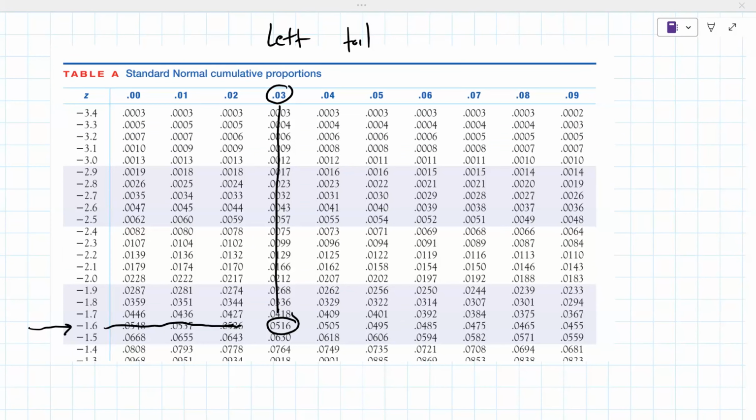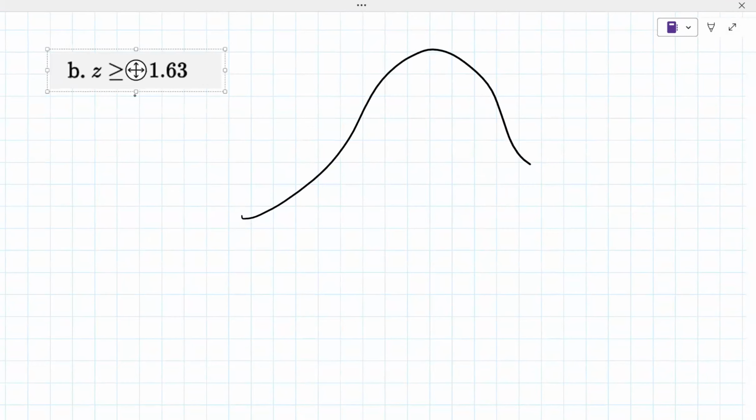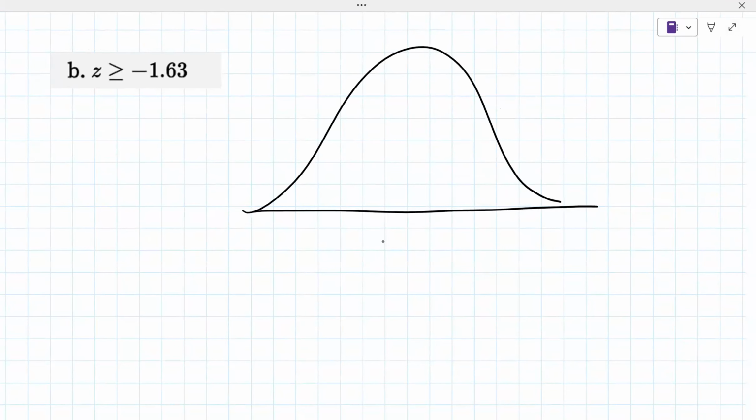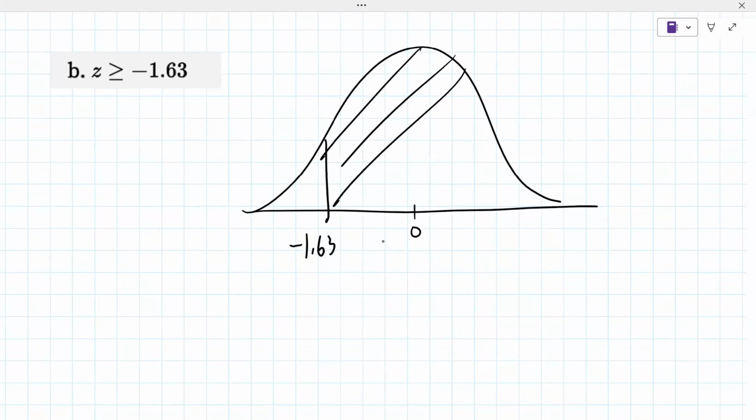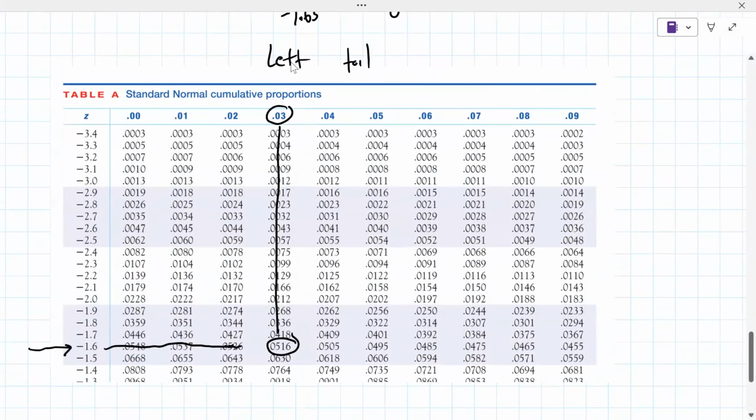The second one is... All right, for B, it says Z is greater than minus 1.63. So I'm going to draw it again. So here's zero. There's minus 1.63. This time it's to the right of it. Your table does not give to the right. It only gives to the left.